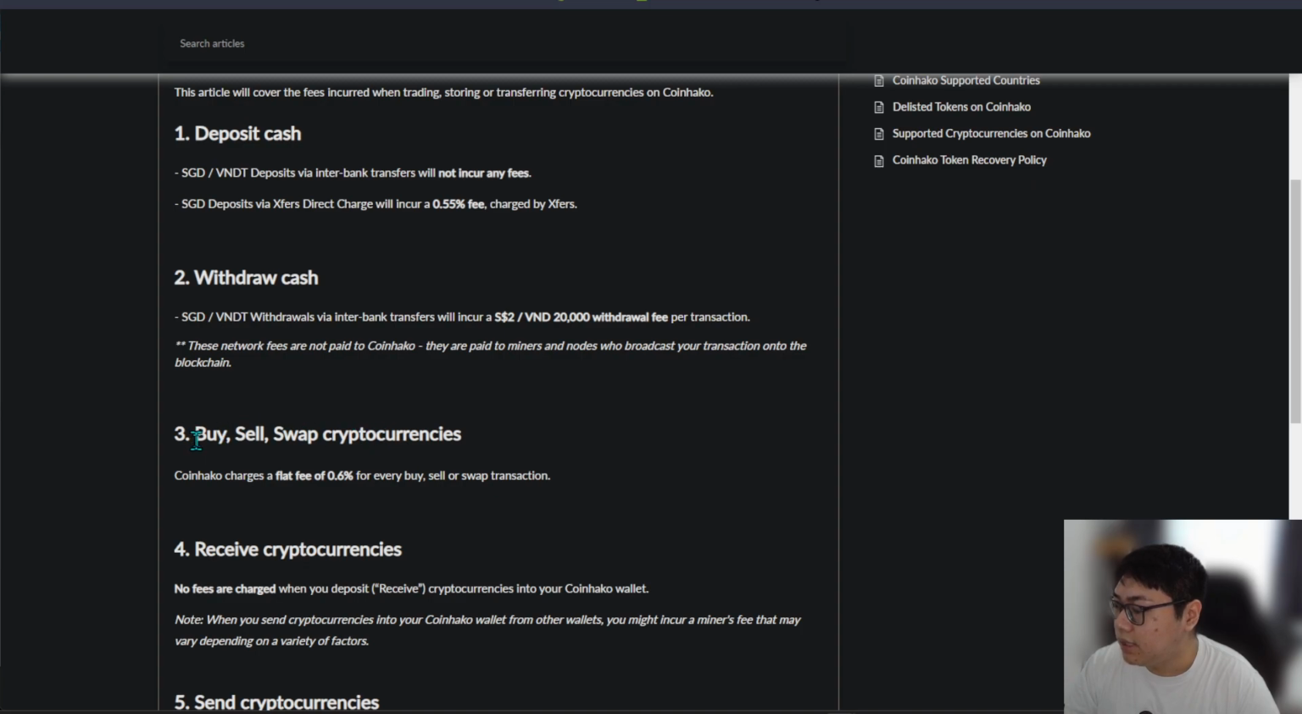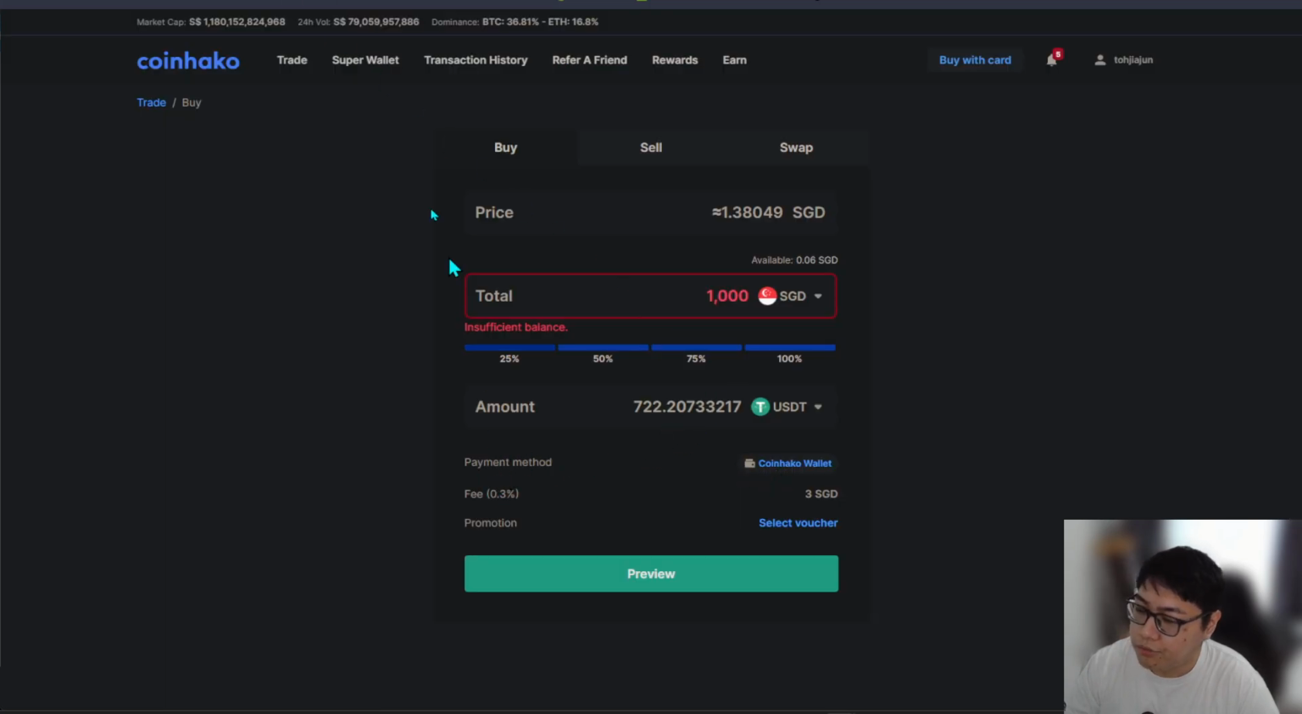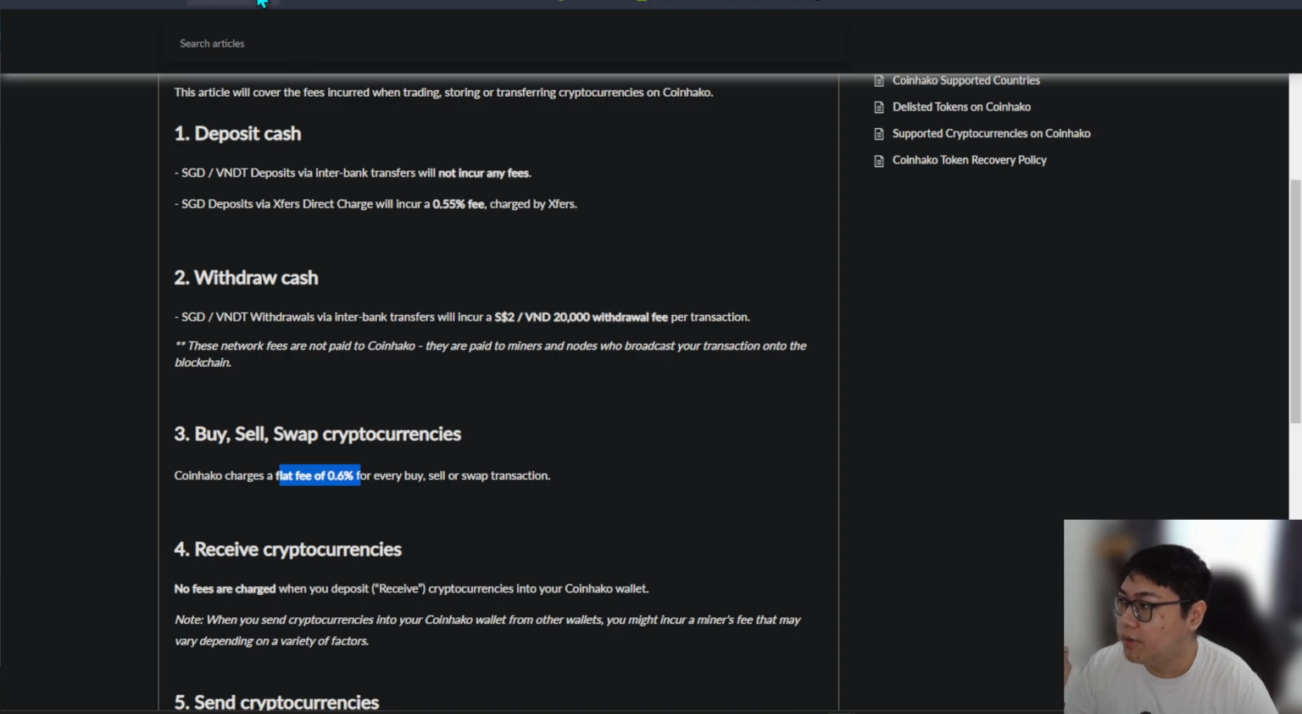And after that, when you buy or sell yourself, CoinAko charges a flat fee of 0.6%, but of course on my account I'm seeing 0.3%. It might be because they're having a promotion that is ongoing. So if you want to know the true percentage, just head over to this page, which I'm going to link down below. This page will show you the fees of everything. And to buy anything, CoinAko charges 0.6%.